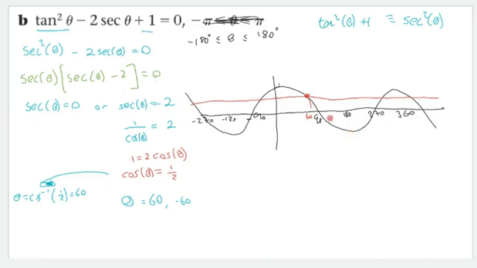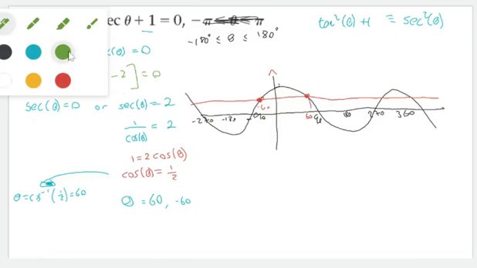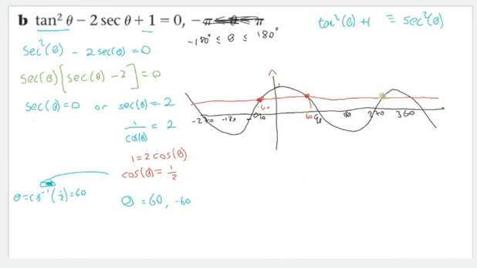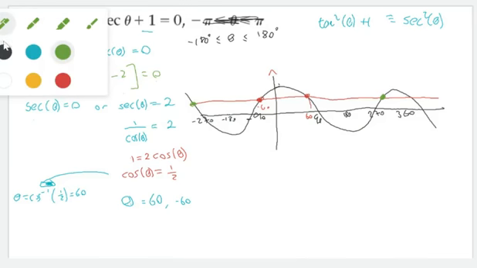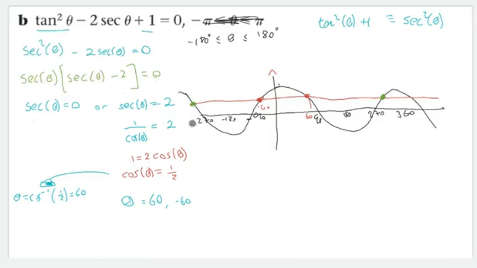So to generate other values, we can always just use the symmetry of the graph. So this is 60, and cos is symmetrical about this line. Therefore, this bit, where it hits the graph again, is going to be minus 60. Here's a question, though. Using the symmetry of the graph, what value would this be? And what value would this be? Would it be 120? No, not 120.